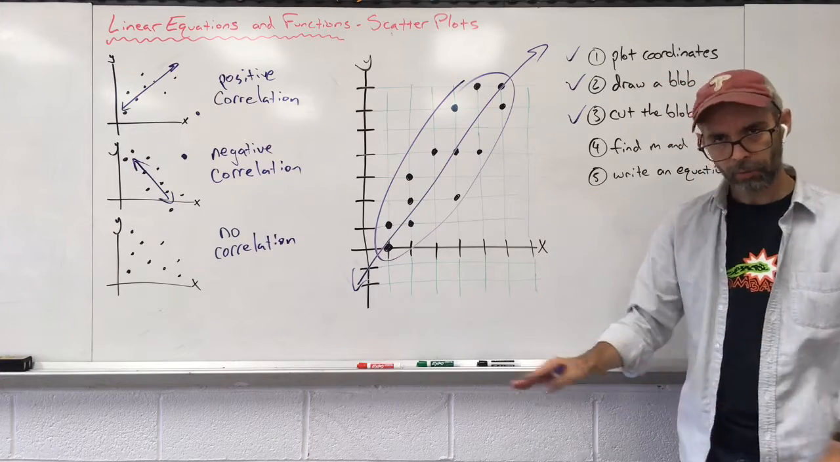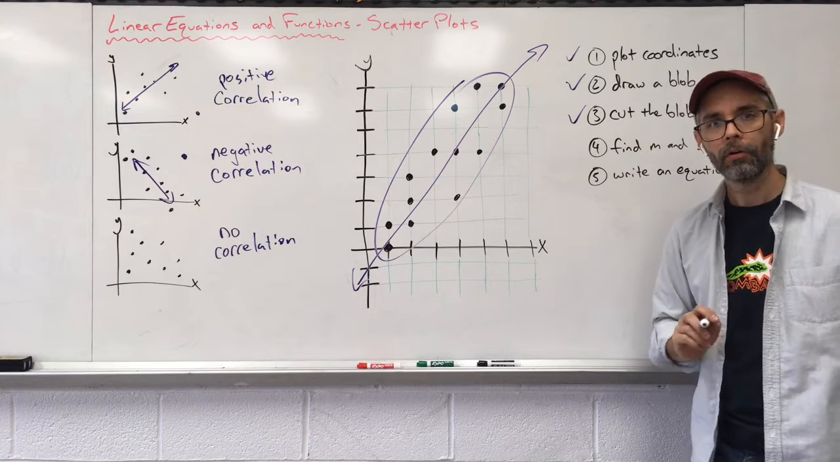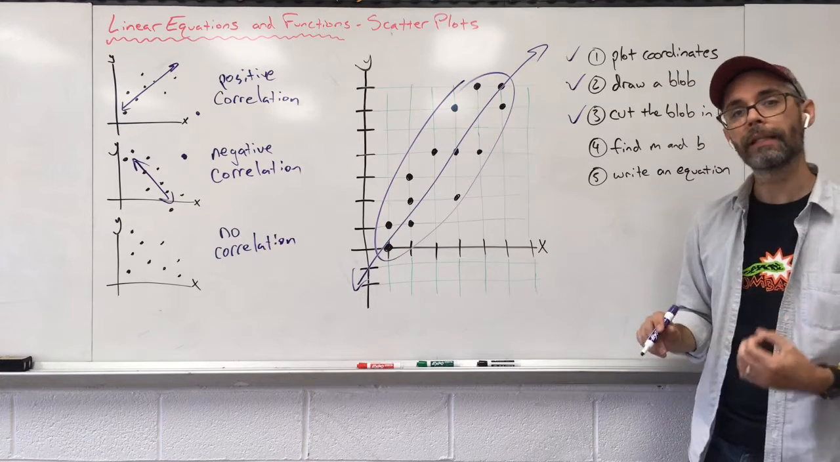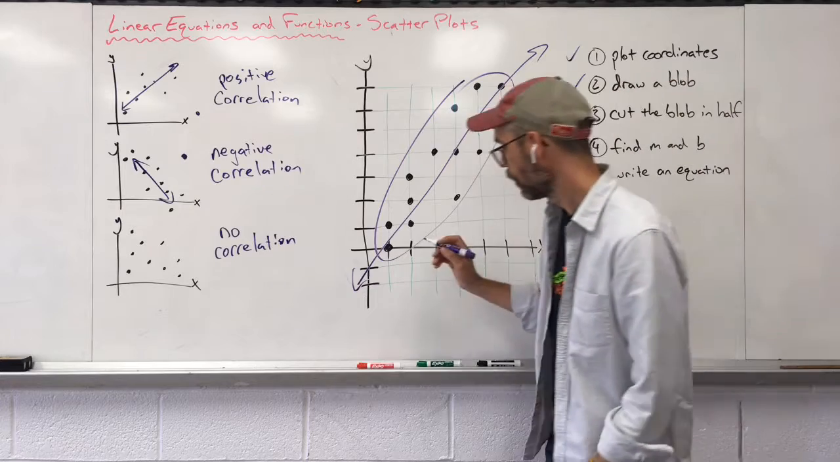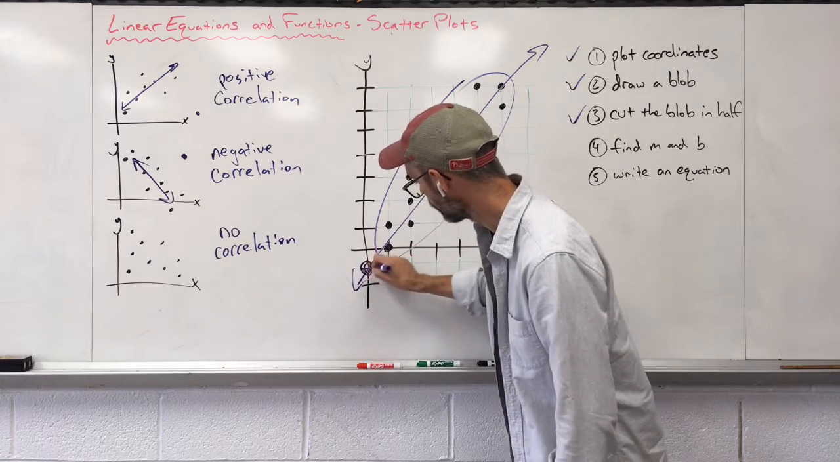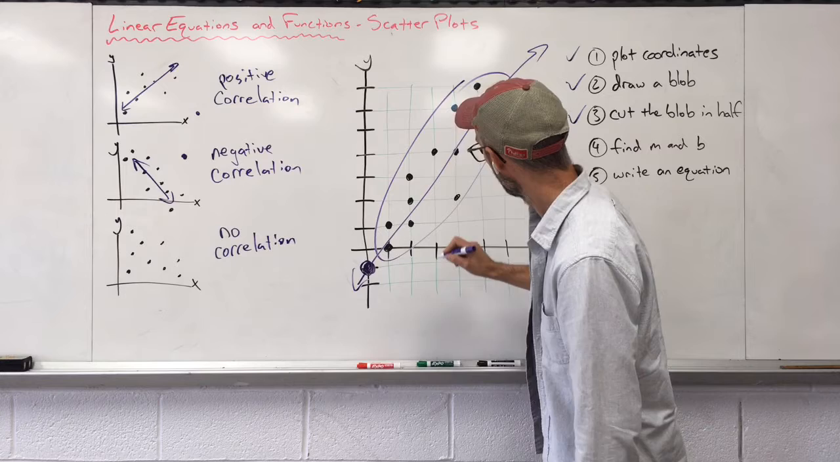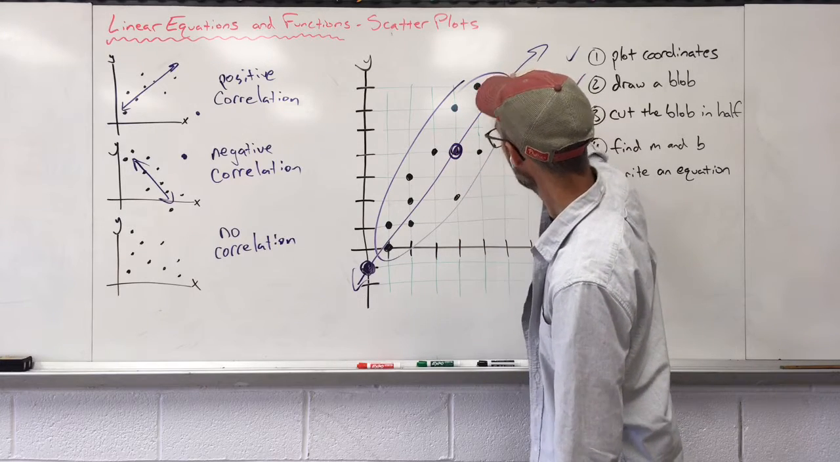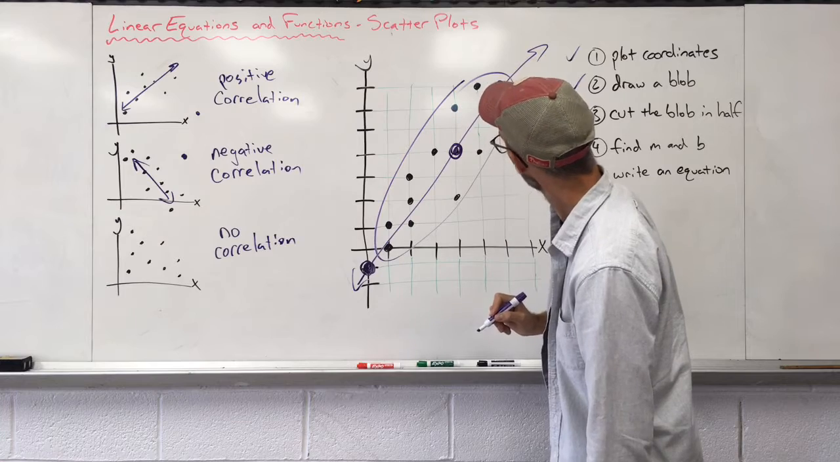Forget about all the black dots. Let's look at the purple. Purple's the only thing that matters right now. I want to find any coordinate that I can read nice and easily. So I can read that nice and easily.